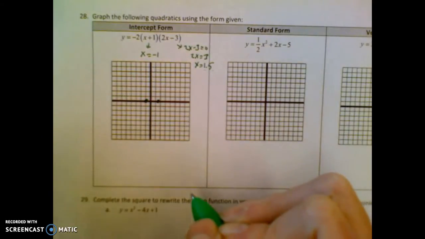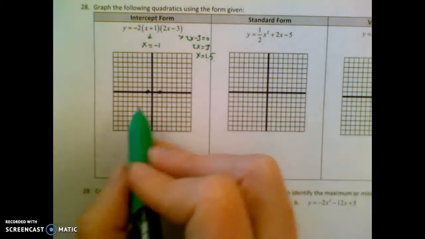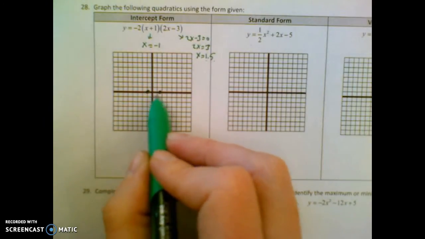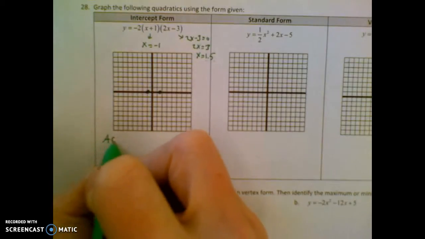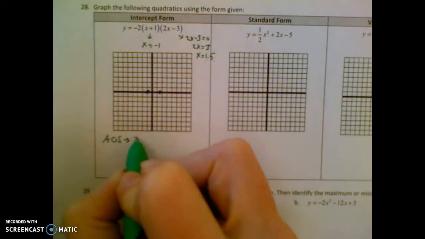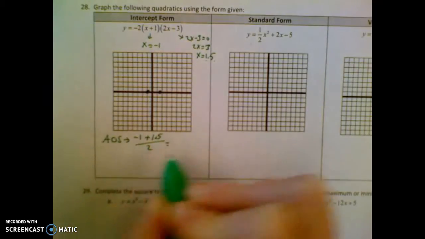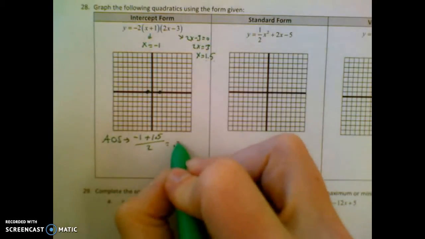All right, so I've got 2 points. All I need now is my vertex. So to find my vertex, I know it's along the AOS, which is exactly in the middle. And if it's hard to figure out, I mean, it is a decimal, you can always figure out your AOS by doing -1 plus 1.5, and then dividing by 2. So just adding the 2 guys together and then dividing by 2, that's going to give you 0.25.